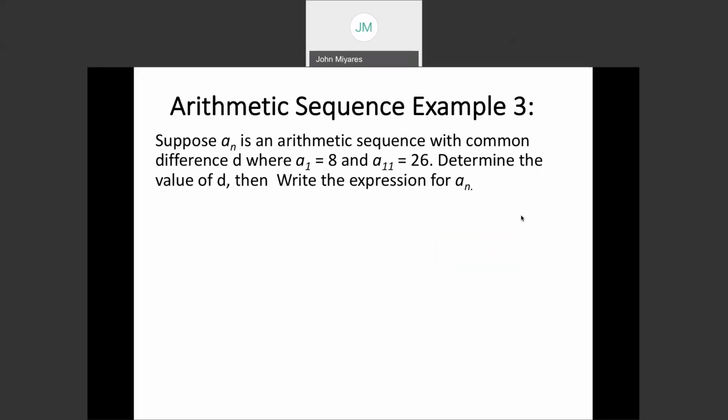This example is a little trickier. Suppose a sub n is an arithmetic sequence with common difference d, where a sub 1 is 8 and a sub 11 is 26. Determine the value of d, then write an expression for a sub n.